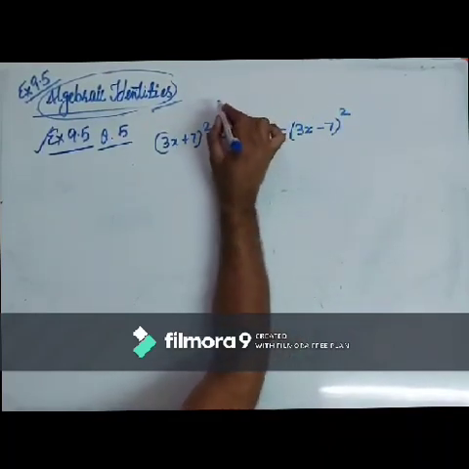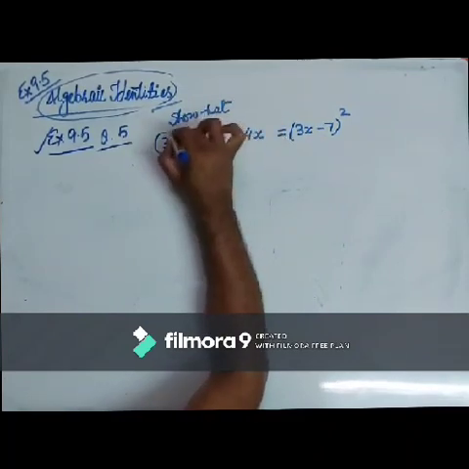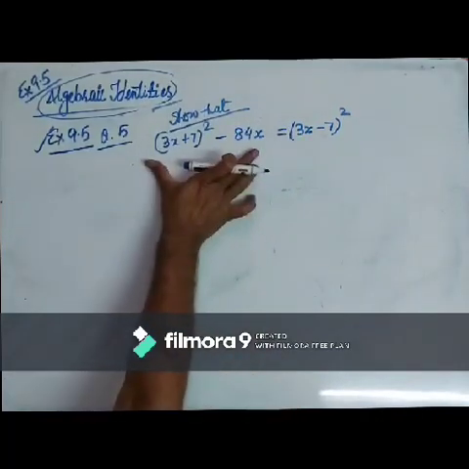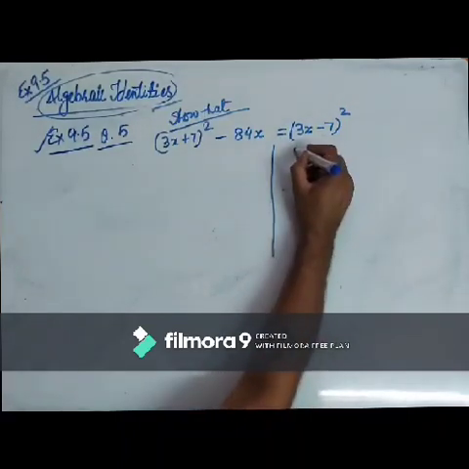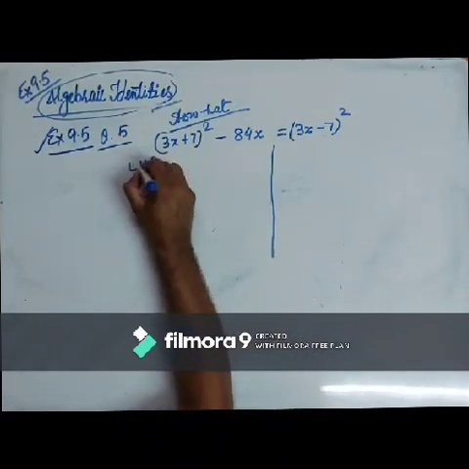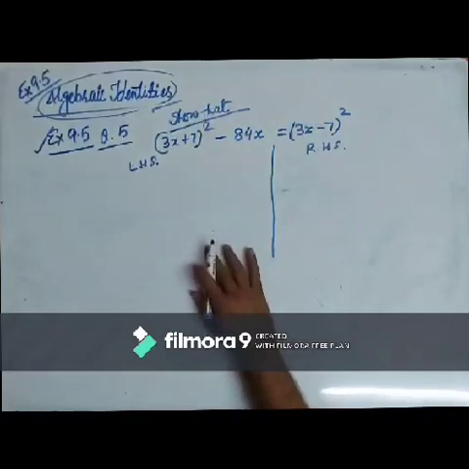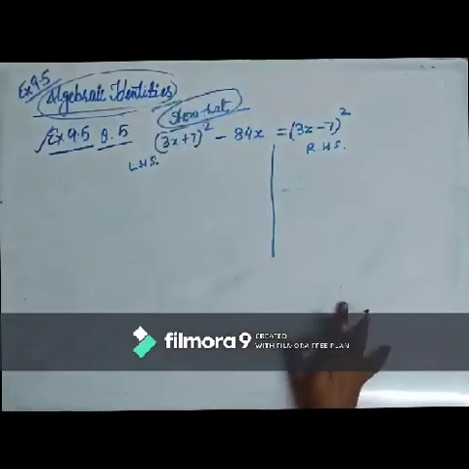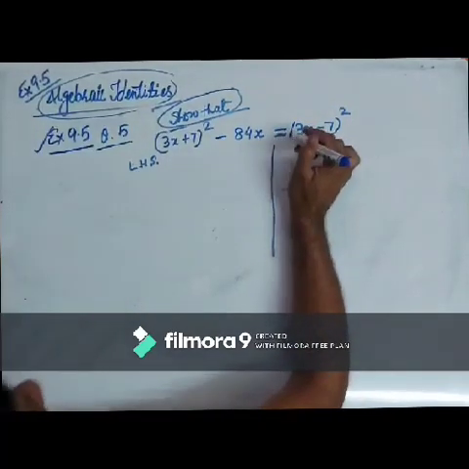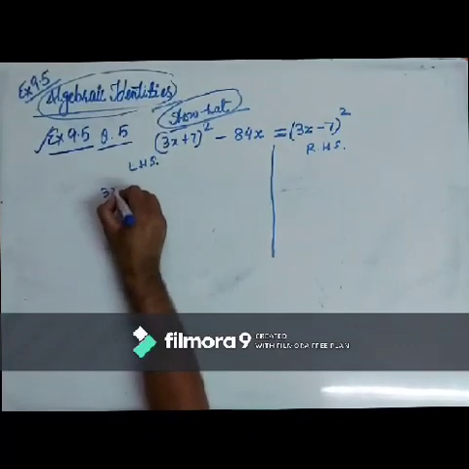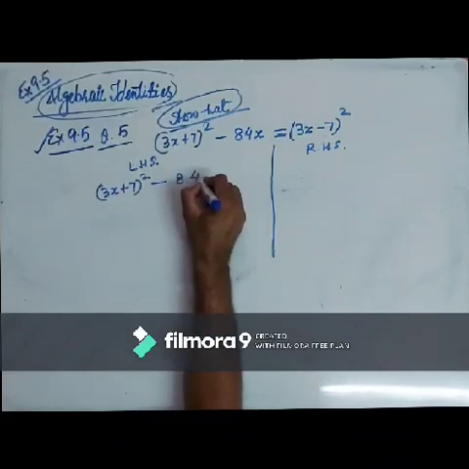So what we have to do is to show that the left hand term is equal to the right hand term. So all I have to perform is the left hand side and the right hand side. This is a kind of question in which we will perform left hand side and right hand side and try to check whether the answers are same. So the left hand side is (3x + 7) whole square minus 84x.